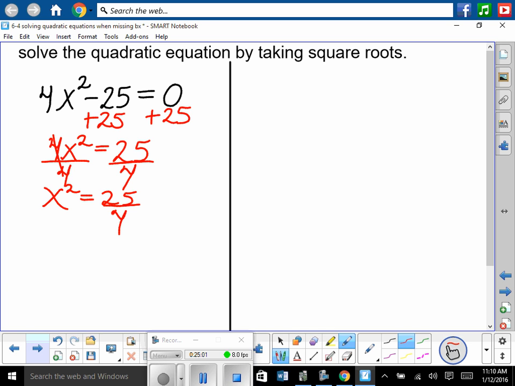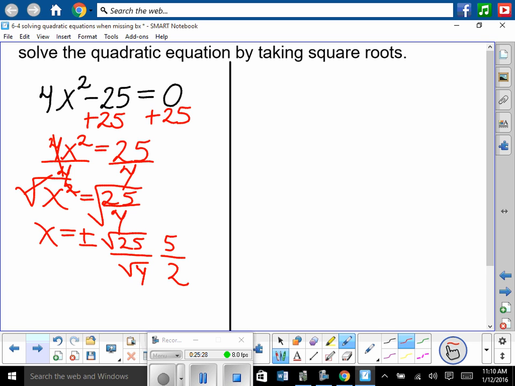Then we will take the square root of both sides of the equation. So our root cancels out with our power, right? So x is equal to plus and minus. Now because these are both under the square root, I'm going to split it up and keep them both under the square root. Isn't this the same thing as this since they're both still under the root? What's the square root of 25? What's the square root of 4? 2. So it's plus and minus 5 halves.